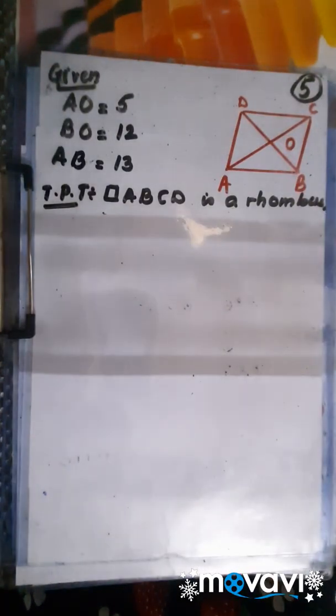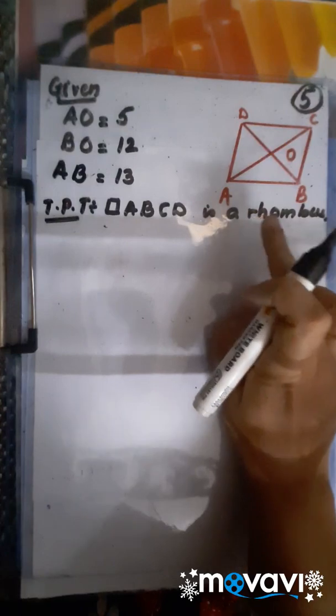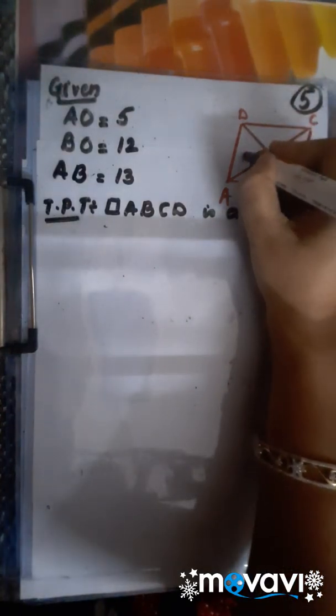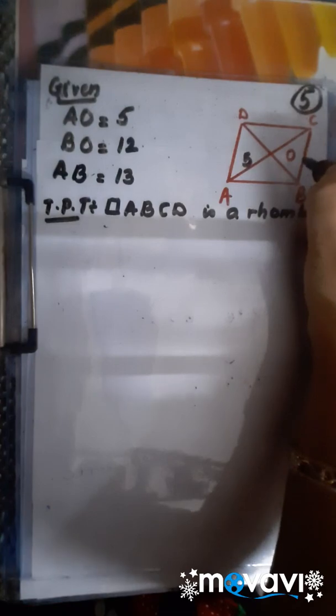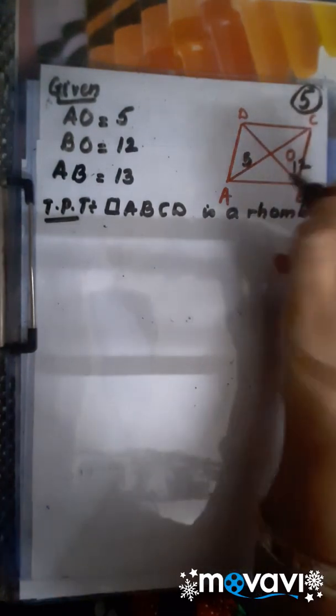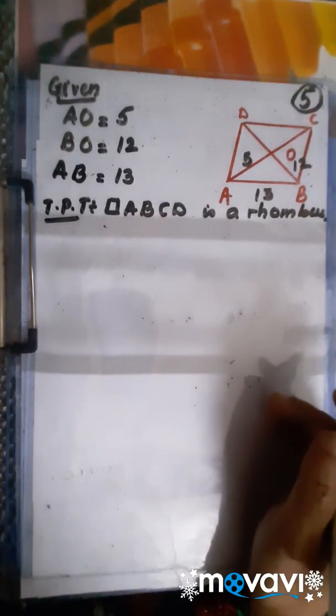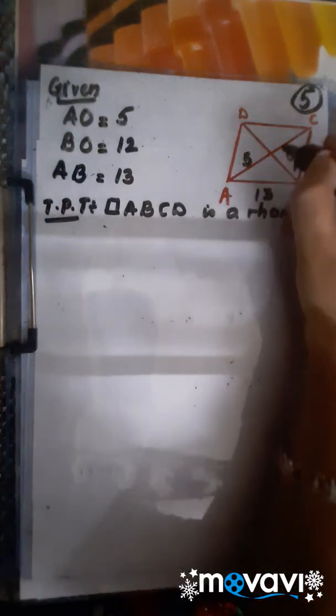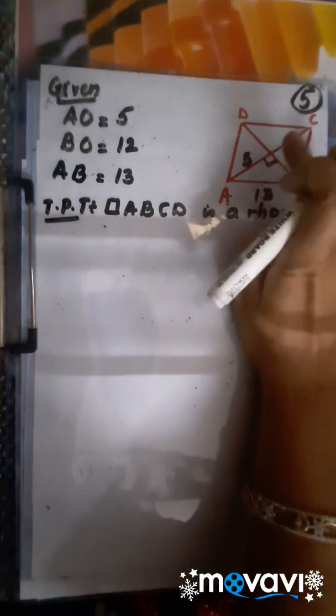Quadrilateral ABCD, this is given to me that AO is 5, and BO is 12, and AB is equal to 13. Now we have to prove that quadrilateral ABCD is a rhombus. Now in a rhombus, what is the property that is special about a rhombus as compared to a parallelogram? The property is that the diagonals bisect each other at right angles. So we have to prove that angle AOB is 90 degrees. That's what we have to prove. So how do we do that?